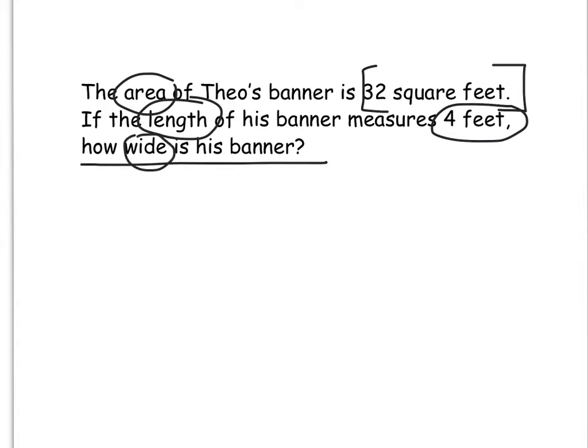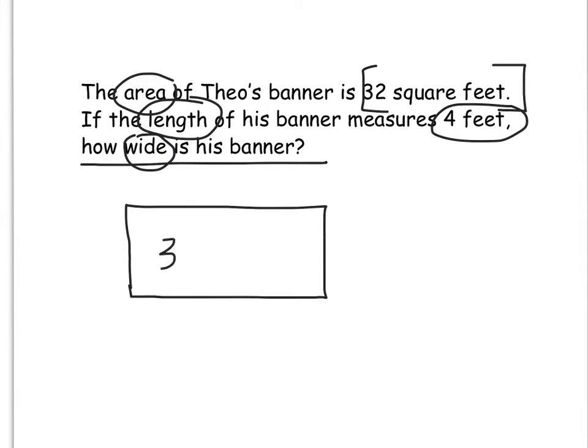So for me, I have to draw that picture because they're giving us all that information. So here's Theo's banner, and I know it's 32 square feet. And I knew to put 32 in there because this is the area. They're saying the area of his banner is 32 square feet. The area is the inside, so that's where it goes. Then it says the length of his banner measures 4 feet, so I'm going to put 4 feet right here. How wide is his banner?